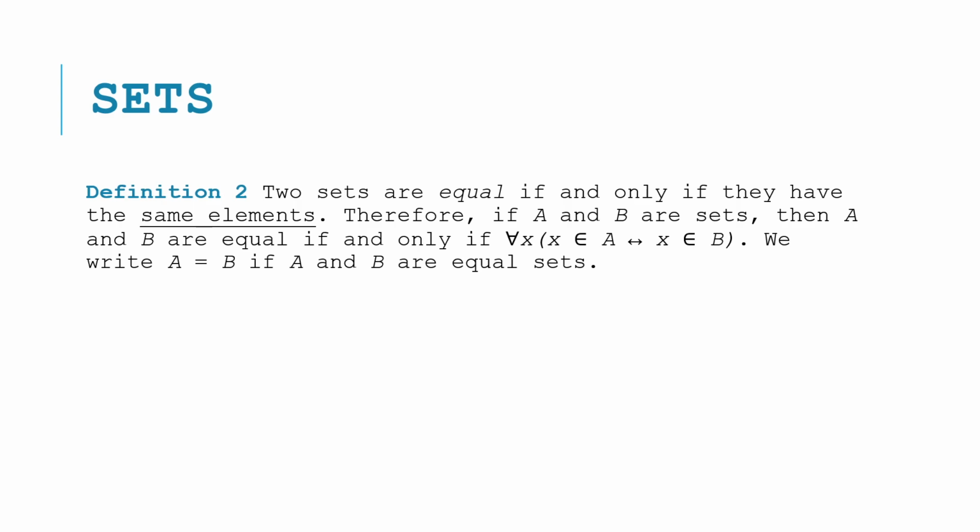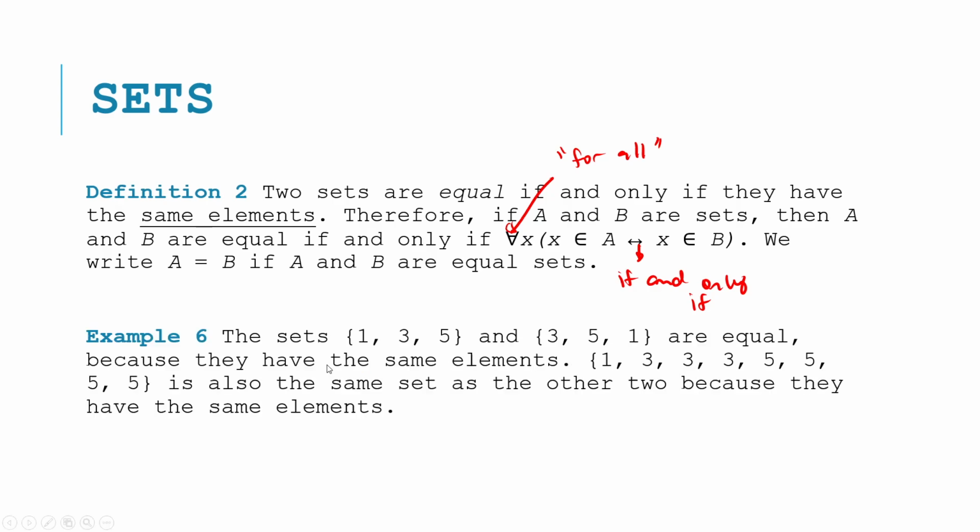We also say sets are equal if and only if they have the same elements. Therefore, if A and B are sets, then A and B are equal if and only if for all values of x. Okay, here this is read as for all. So for all x, x is an element of A if and only if, okay, this double-headed arrow is read if and only if, x is an element of B. And we write A is equal to B if A and B are equal sets.